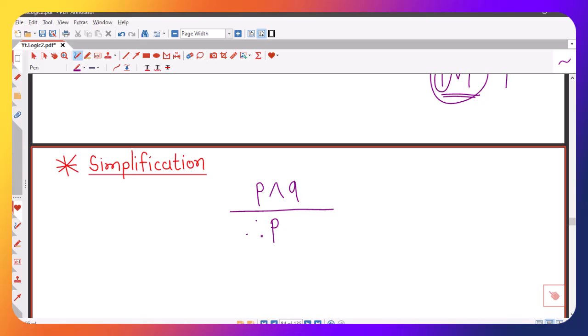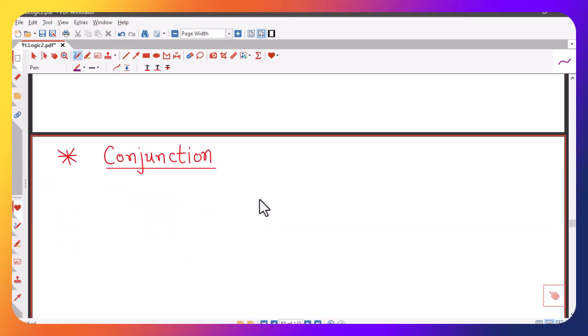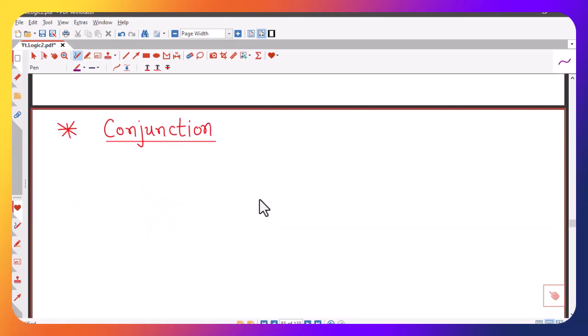We can understand this, that whenever p and q is true, therefore p is also true. So this we will remember as simplification. Next one is conjunction. So this is also easy to remember. Suppose I have two premises denoted by p and q, and if both p and q are true, then their conjunction is also true. So conjunction rule of inference is whenever p and q are true, then conclusion p and q is also true.